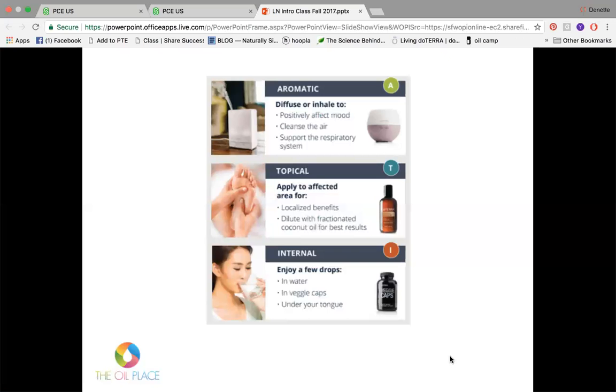Vegetarian caps are just vegetarian caps where they're empty. You would just pull them apart, add your drops in there, and take them. One thing you need to remember, if you are making veggie caps, don't make them up ahead of time because they will disintegrate. So I tell people you want to make it and then take it.